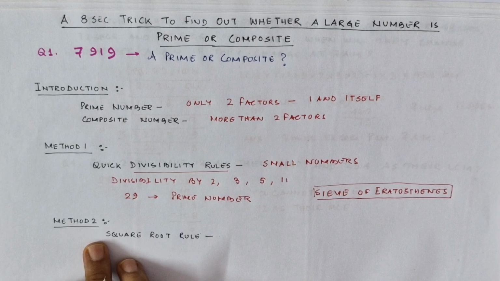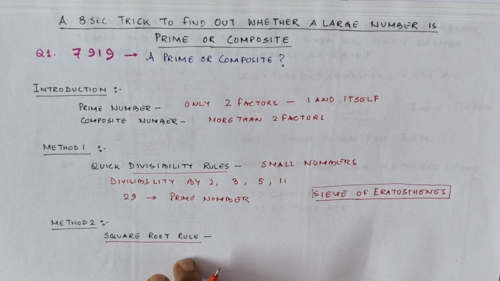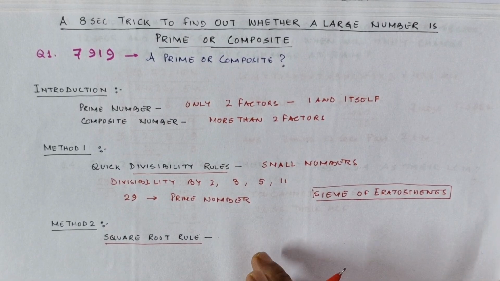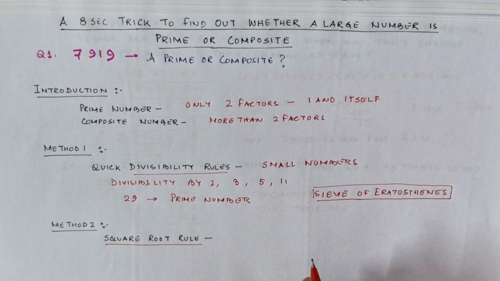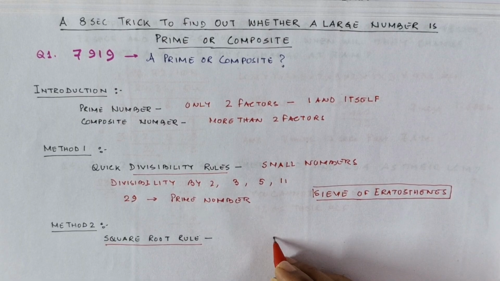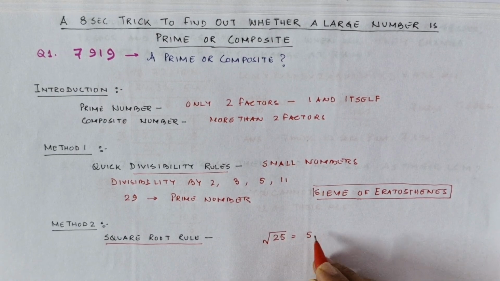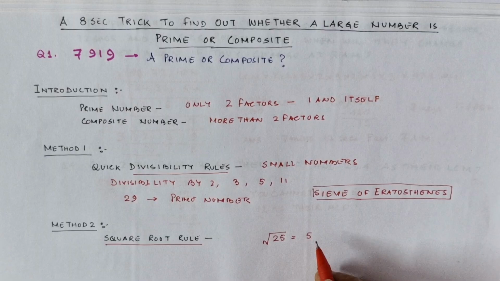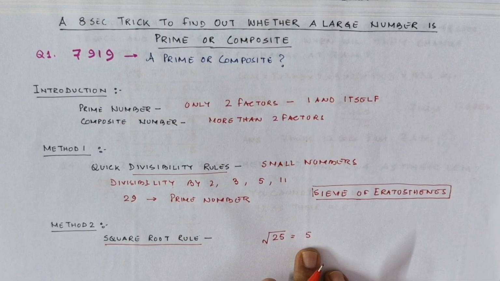Let's move to method number 2. This is known as the square root rule. Now what does it say? This rule says that to test the primality, you need to check divisibility up to the square root of n, where n is the given number. Now what is a square root? A square root of a number is a value that when multiplied by itself results in the original number. For example, the square root of 25 is 5. It means if I multiply 5 by itself, I'll reach 25. Got it? So the square root of 25 is 5.